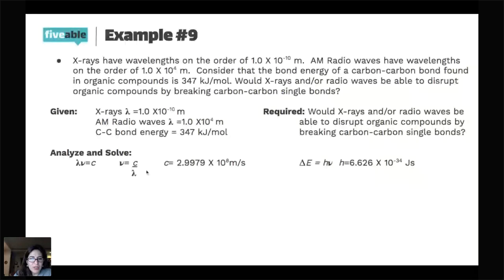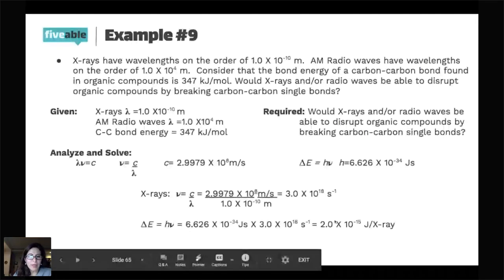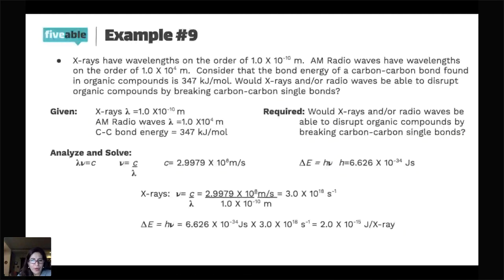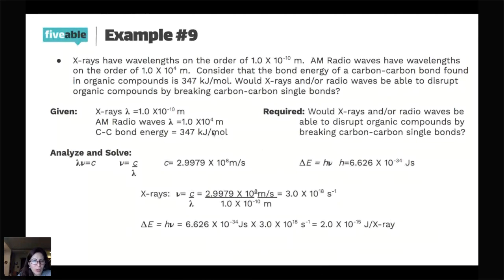So we solve for frequency for X-rays, and now we can place it in the formula. But be careful, because the answer that we have so far is in joules per X-ray, and we need to compare it to kilojoules per mole.